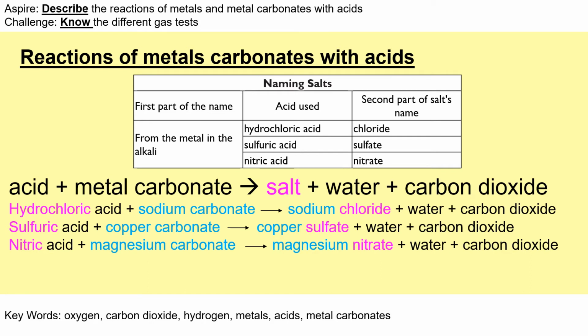So if we just go through some examples here, hydrochloric acid, again, we'll get a chloride salt, reacting with sodium carbonate. Again, the first word of the base will give us the word sodium, plus water plus carbon dioxide. Sulfuric acid will give us a sulfate salt. Again, the copper will come from the first word of the base, which is copper carbonate. So we'll get copper sulfate plus water plus carbon dioxide. And the last example, nitric acid, will obviously give us a nitrate salt. The magnesium part will come from the first word of the base, which is magnesium carbonate, and that will give us water and carbon dioxide also as products in this reaction.